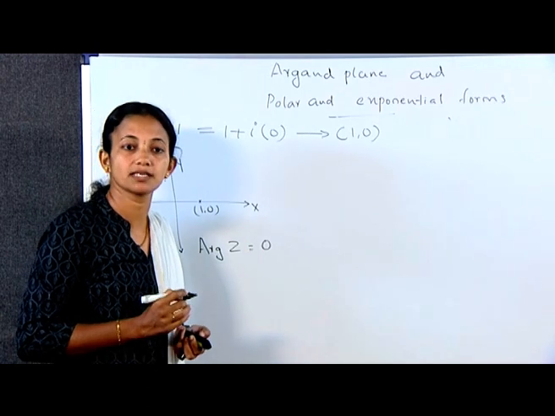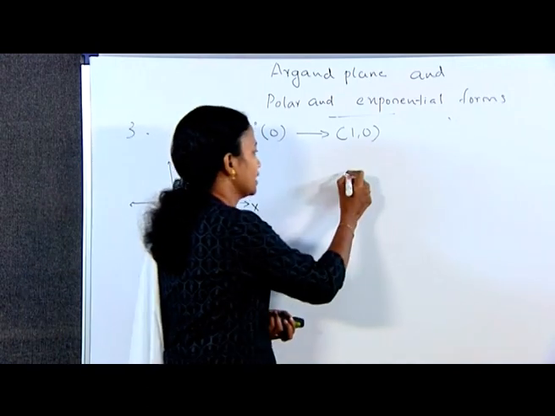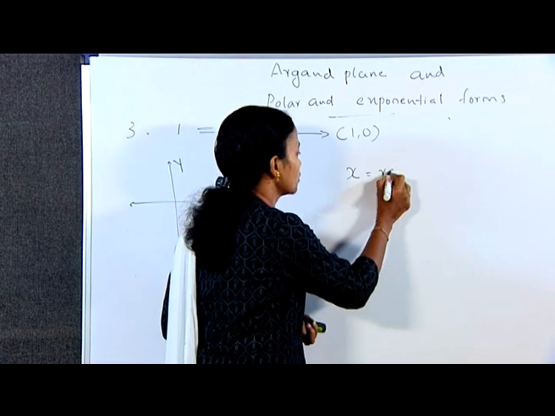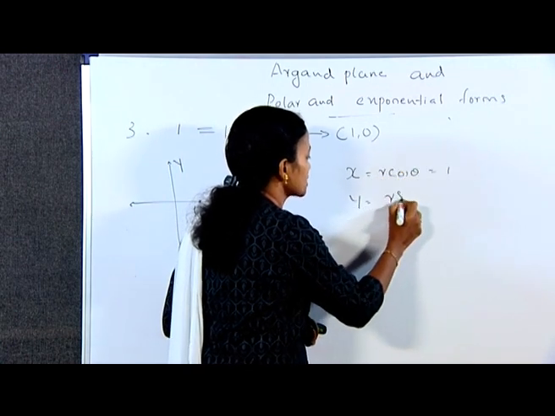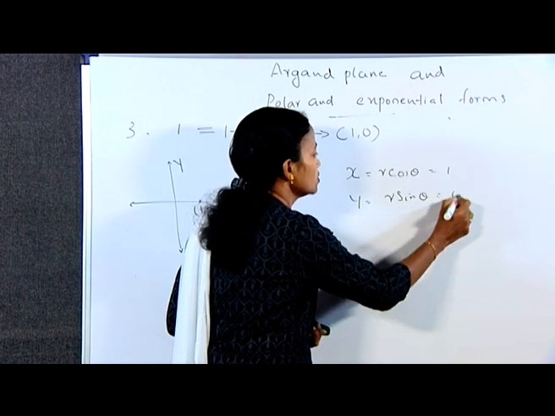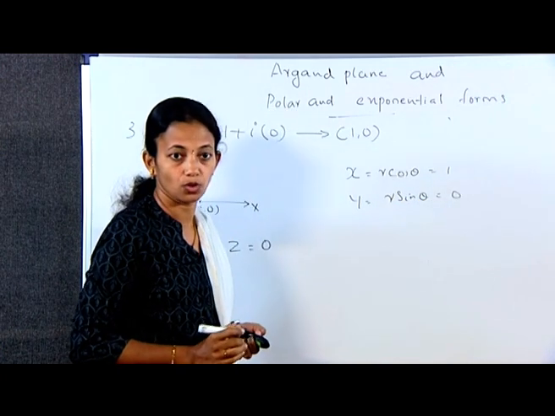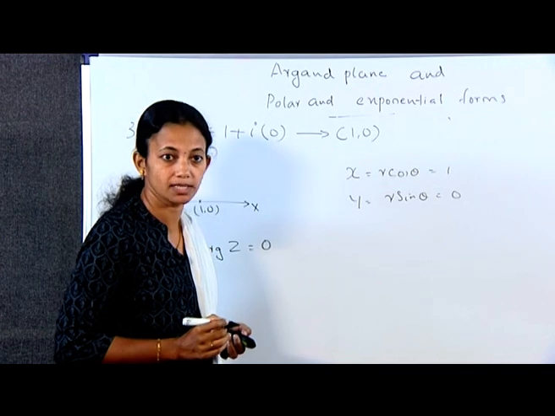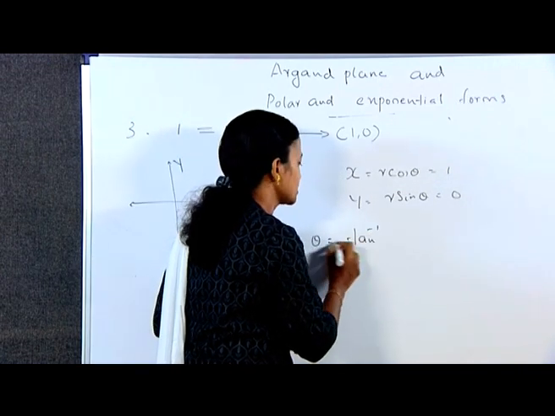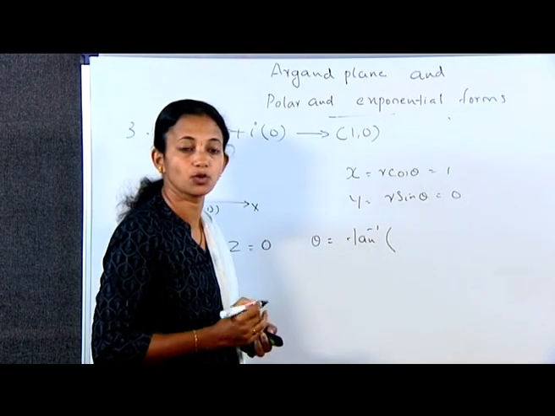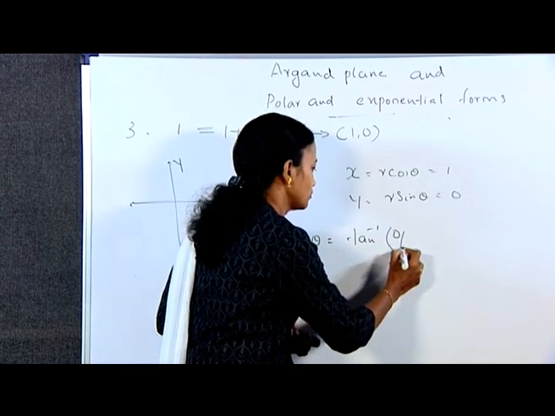This can also be seen as follows. Here x is equal to r cos theta is equal to 1, y is equal to r sin theta, which is equal to 0. So, the principal amplitude of 1 is tan inverse of 0 by 1, which is equal to 0.